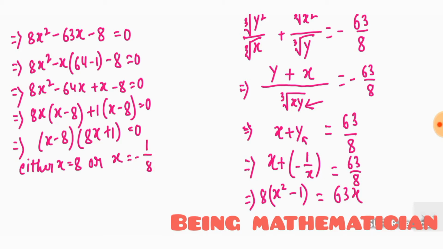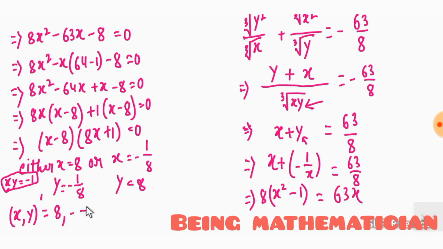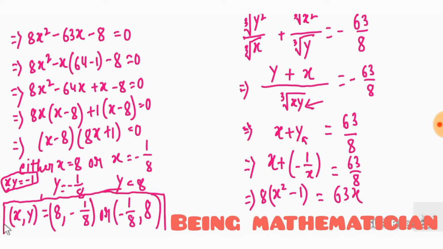And we know that xy equal to minus 1. So we can write from this result, when x equal to 8, then y equal to minus 1 by 8. And when x equal to minus 1 by 8, y equal to 8. So the solution of the equation is (8, minus 1 by 8) or (minus 1 by 8, 8). This is the solution of the equations.